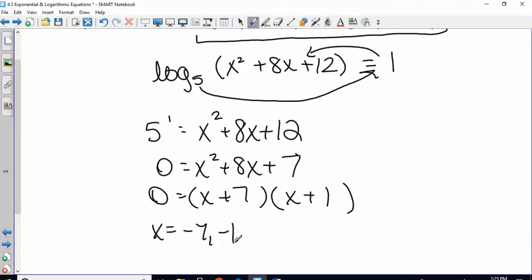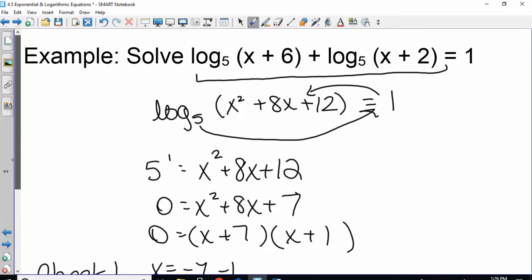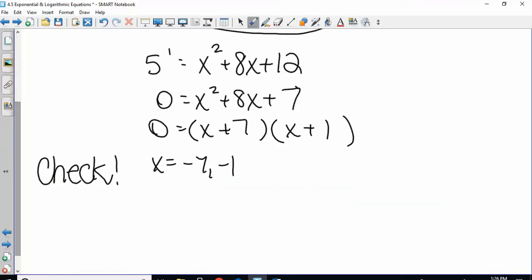But what do we have to remember to do on these? Check. It's not that x itself can't be negative, it's the argument can't be negative. So negative 7 plus 6, is that okay? No, that would be a negative number, so negative 7 won't work. Negative 1 plus 6 is positive, negative 1 plus 2 is positive, so negative 1 is the only answer that works. So if both sides have a log, we can just drop them. If only one side has a log, we have to change it to exponential form to solve.